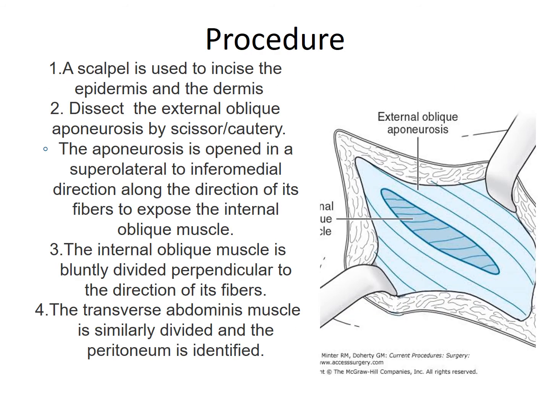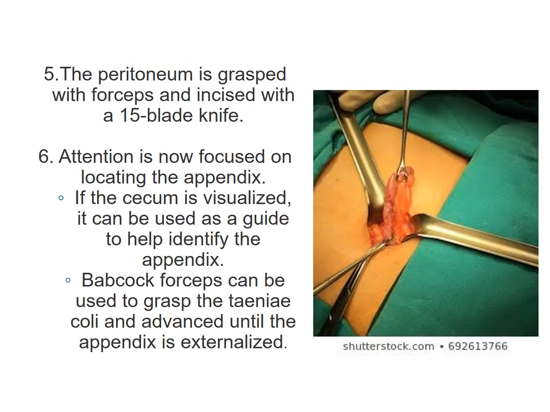The procedure: the scalpel is used to incise the epidermis and the dermis, and the external oblique aponeurosis is dissected by scissors or cautery. The aponeurosis is opened in a superolateral to inferomedial direction along the direction of its fibers to expose the internal oblique muscle. The internal oblique muscle is bluntly divided perpendicular to the direction of its fibers using long artery forceps and thrusting inside. The transverse abdominis muscle is similarly divided and the peritoneum is exposed. The peritoneum is grasped with forceps and incised with a number 15 blade.